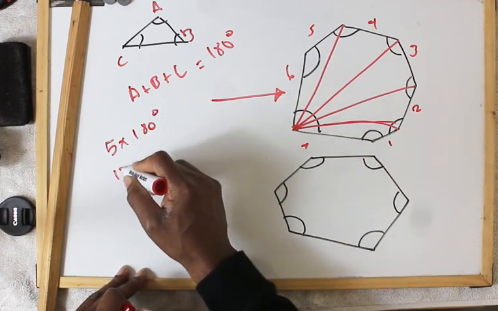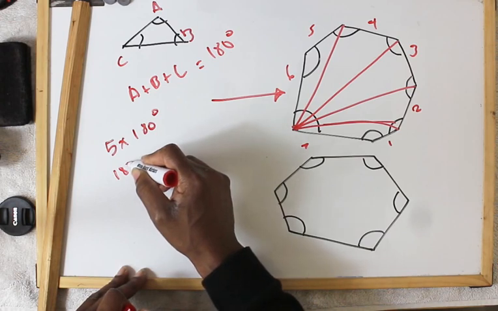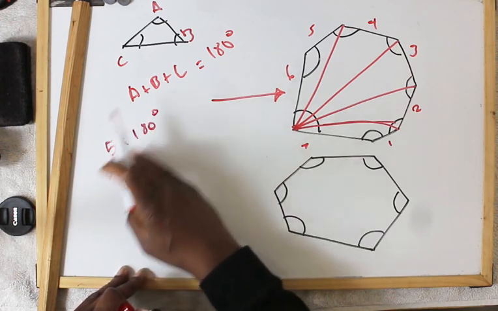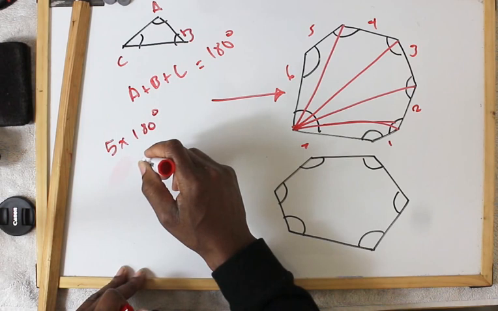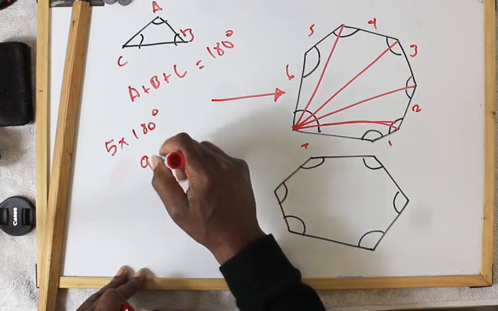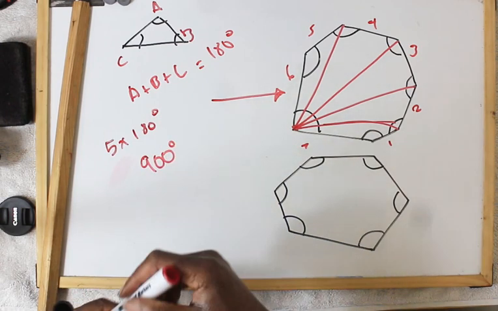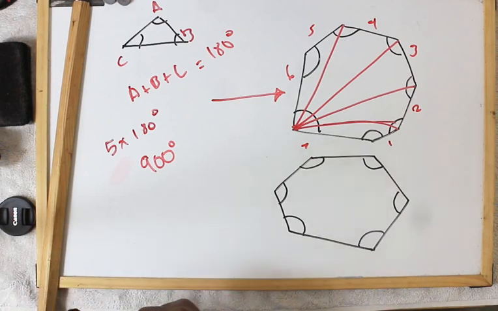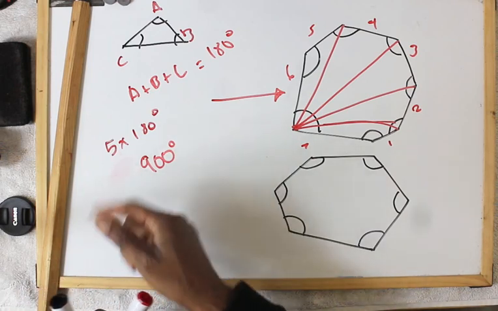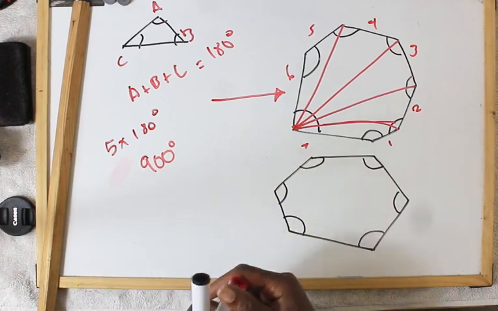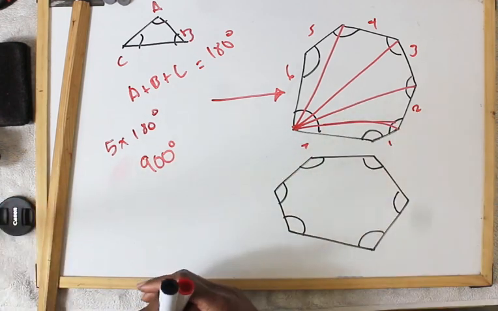Sorry, I've got to use long multiplication. 180, 90, right. So this contains 900 degrees. Let me make sure I've got that right. 10 times is 1800. Exactly, right. So getting a little bit confused there.